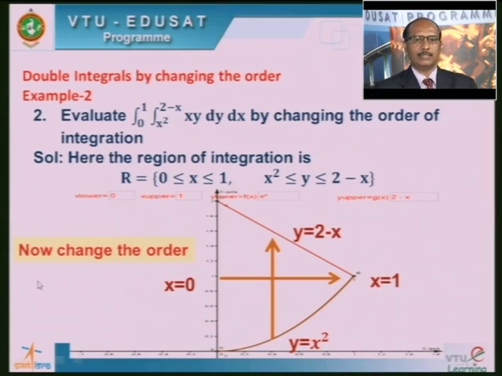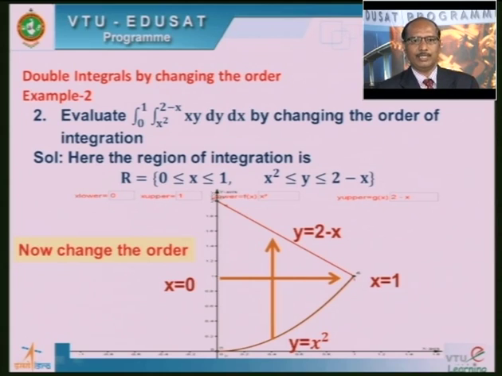Now, changing the order, what we have to do is consider the y limits to be constants. You can see in this picture the y range: y equal to 0 is the minimum, and the maximum is y equal to 2. So the y limits are y equal to 0 to y equal to 2. And then what are the x limits? The x limits should be functions of y.